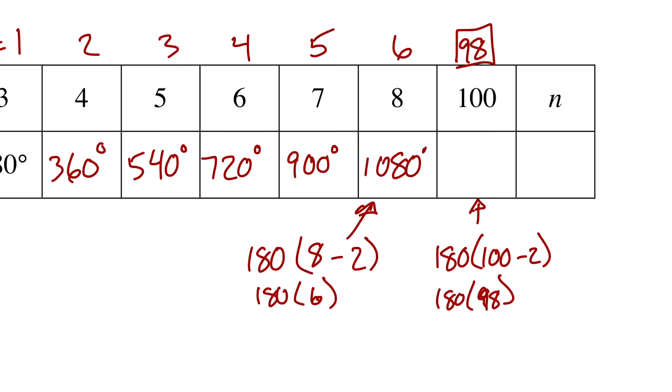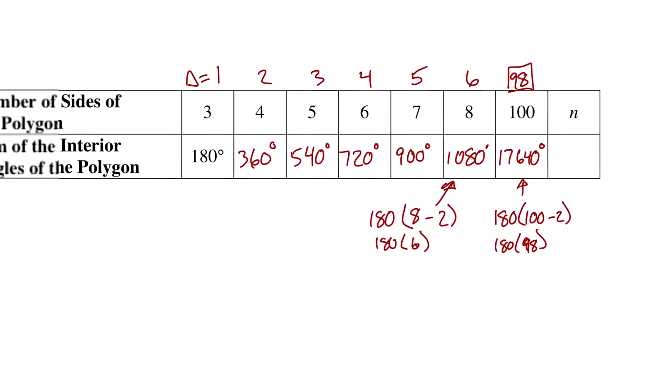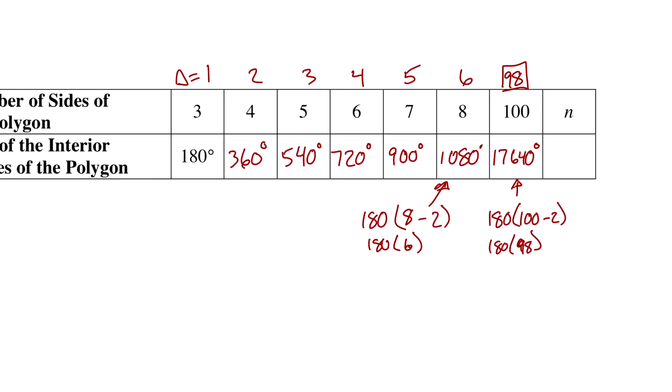What did I say? 180 times 98. So this is going to be 17,640 degrees. There's no way we would have been able to draw a picture that big and added up all those measurements. So for the n-gon, the number of triangles is going to be n minus 2. That's the number of triangles.